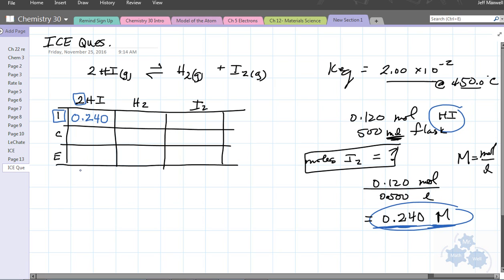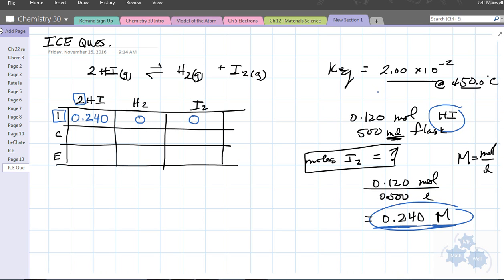So in the question it says all you start with is HI, and you just allow it to decompose, basically. So what are my initial concentrations for H2 and I2? Nothing, right? 0. So let's put zeros there. All right, everybody got that first row figured out? You okay with all that? Initially, what do we have? Put it in the chart.